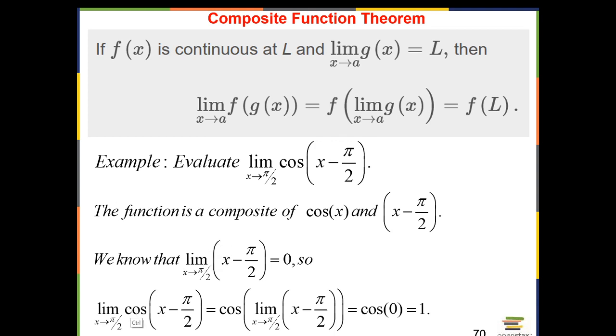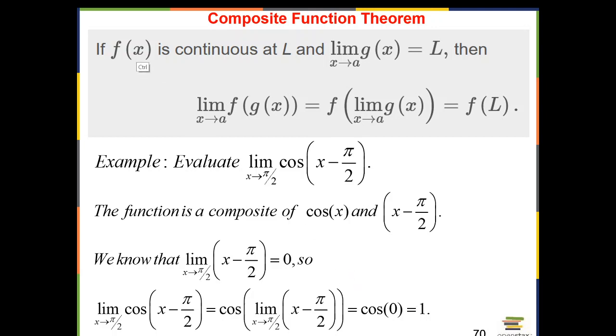So limit of cosine of x minus pi over 2 is cosine of the limit of x minus pi over 2. And then limit of x minus pi over 2 when x approaches pi over 2 is just pi over 2 minus pi over 2, which is 0. So it's cosine of 0, which is 1.